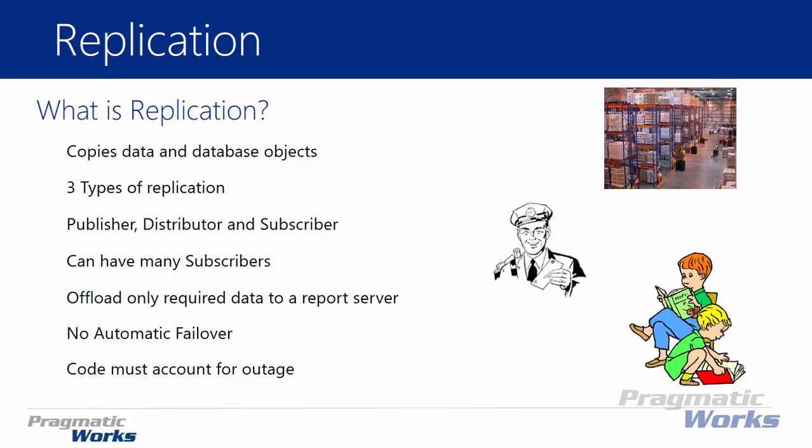It's also important to point out that you don't have automatic failover with replication. It just moves the data or those objects that you've identified to your subscriber. You have to code for an outage. Whereas some of the other technologies we're going to talk about will have automatic failover, in this case your code needs to be able to take advantage of your subscriber if you want to build it into a high availability solution.